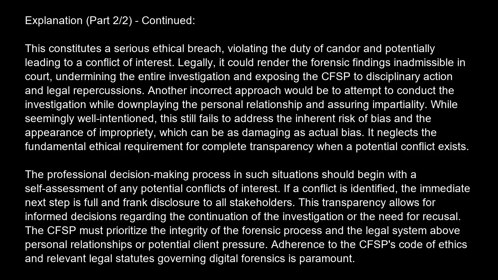The professional decision-making process in such situations should begin with a self-assessment of any potential conflicts of interest. If a conflict is identified, the immediate next step is full and frank disclosure to all stakeholders. This transparency allows for informed decisions regarding the continuation of the investigation or the need for recusal. The CFSP must prioritize the integrity of the forensic process and the legal system above personal relationships or potential client pressure. Adherence to the CFSP Code of Ethics and relevant legal statutes governing digital forensics is paramount.